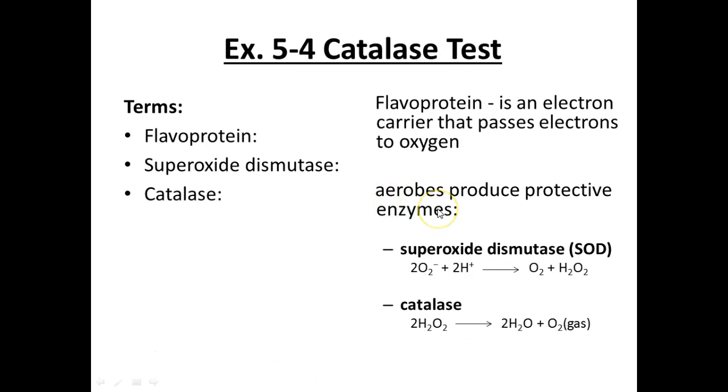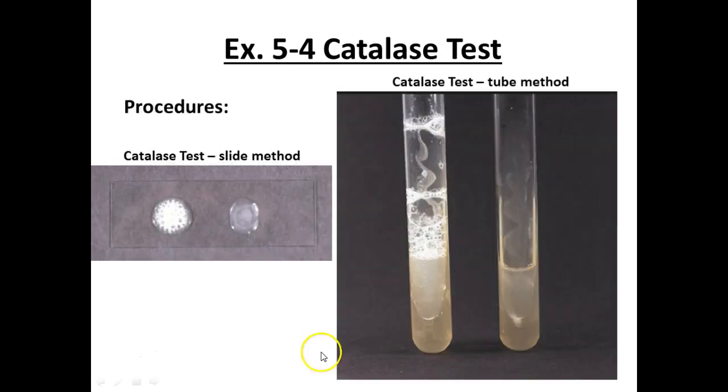Notice I said aerobes. So these are ones that are living in the presence of oxygen, they're utilizing oxygen, they're utilizing that electron transport chain. So they're going to produce superoxide radicals sometimes and hydrogen peroxide. And you have to have some way of detoxifying these substances and making it safe again.